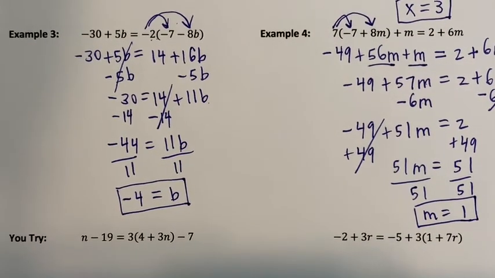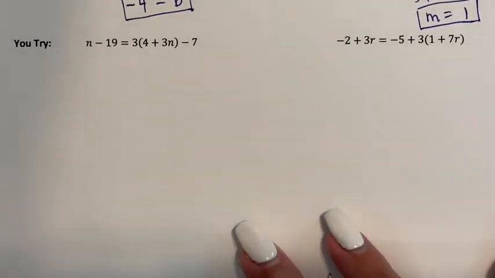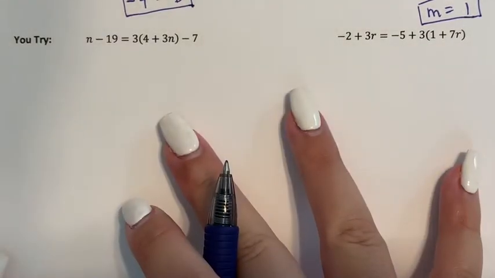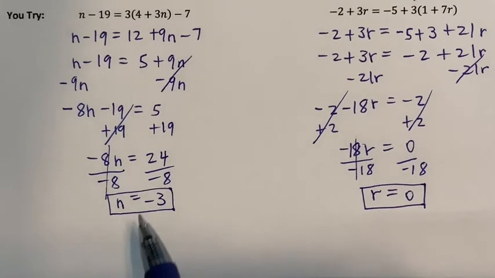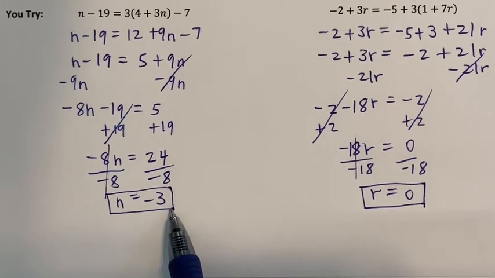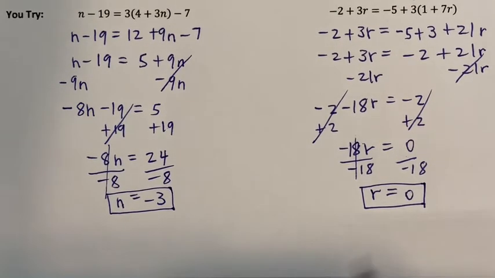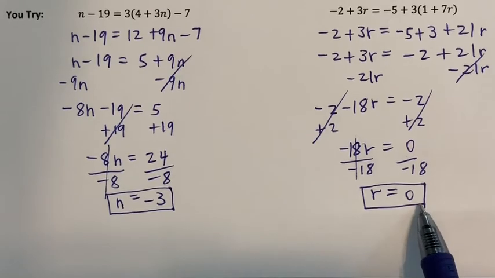All right, so at this point, I'd like for you to pause the video and try these two problems. Click play to see how you did. For the first Try, I ended up getting n equals -3. And for the second Try, I got r equals 0.